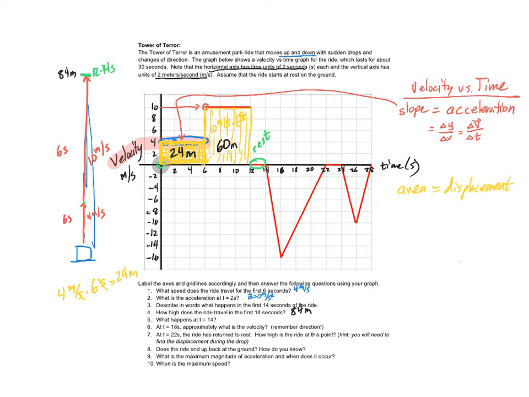All right? Then it says what happens at t equals 14. Well, that's this right here. What's happening there? Well, it was at rest, and then all of a sudden it has a negative velocity. It starts dropping. Now notice that during that time, it has a constant slope. And slope here is the acceleration. So it has a constant acceleration downwards. It has a negative acceleration there, right?